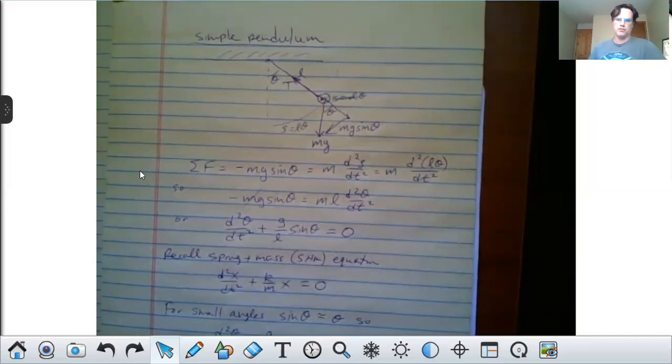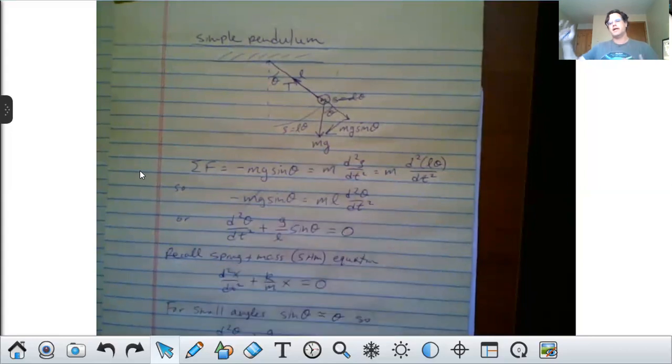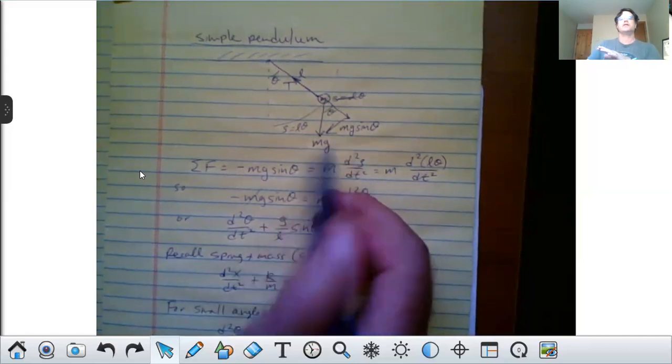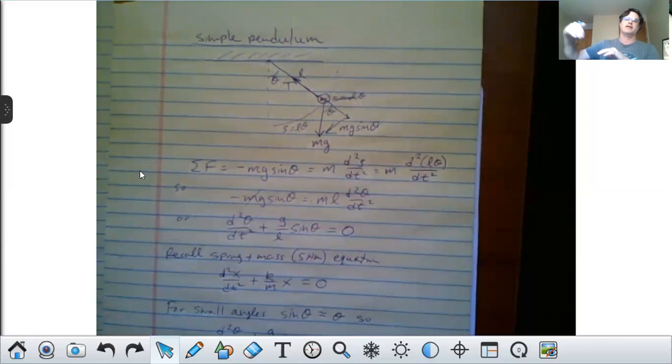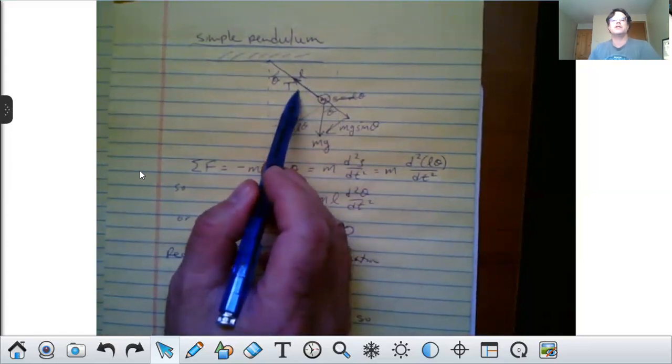So what causes the oscillation? What is the restoring force? Well, it turns out that it's gravity, right? Gravity kind of acts like the spring in this case, wanting to bring this pendulum back to straight up and down equilibrium. But only a part of the force actually pulls it back in the direction of equilibrium. The other part of the force acts to balance the tension in the string.